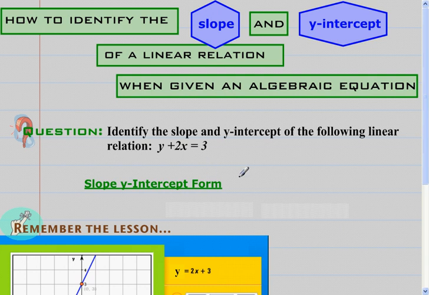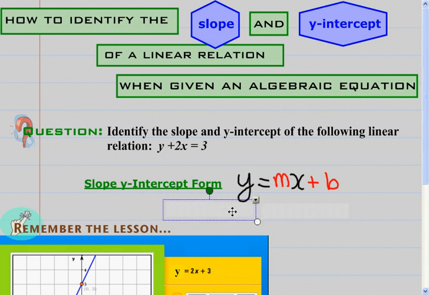Slope y-intercept form has the y isolated, and then we have the slope in front of the variable term x, and then the y-intercept at the back. And we use m and b to describe the slope and the y-intercept.